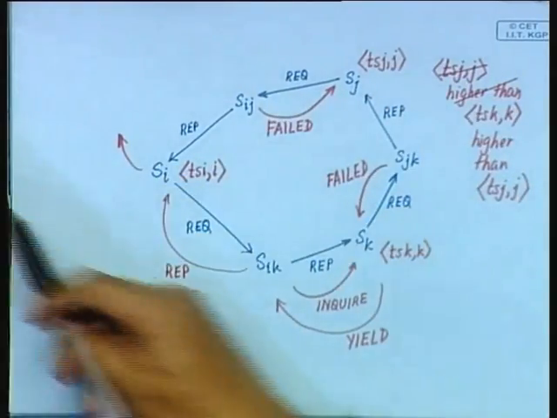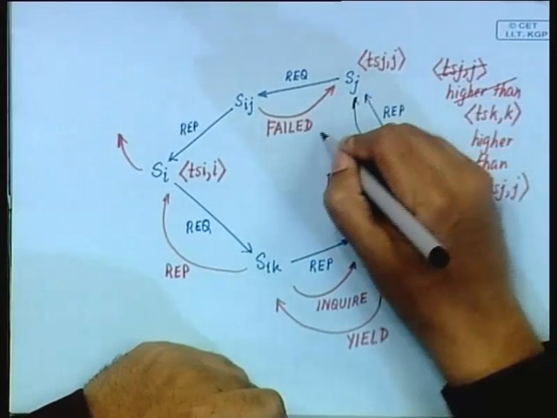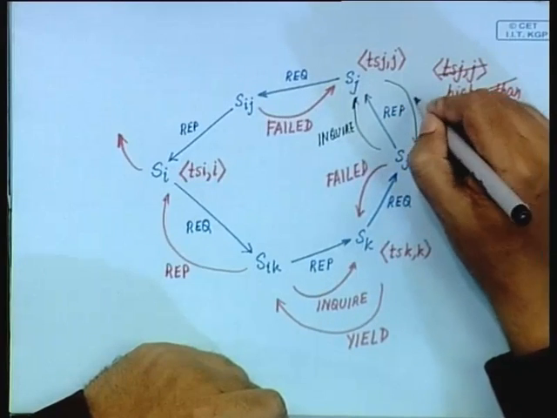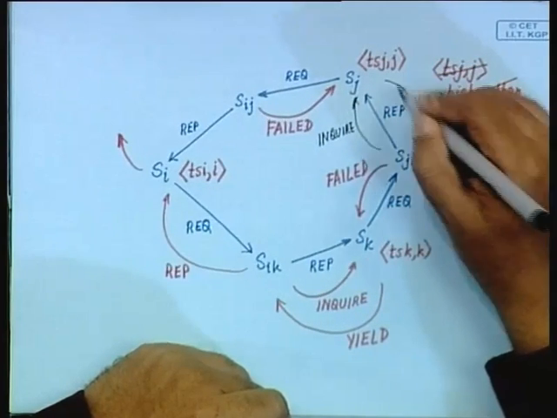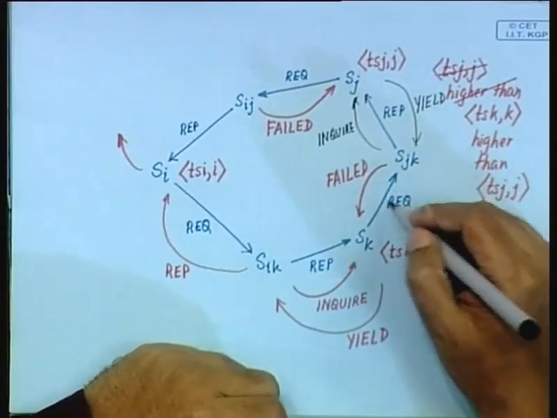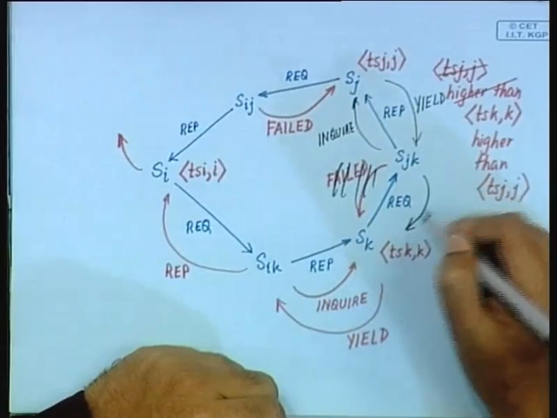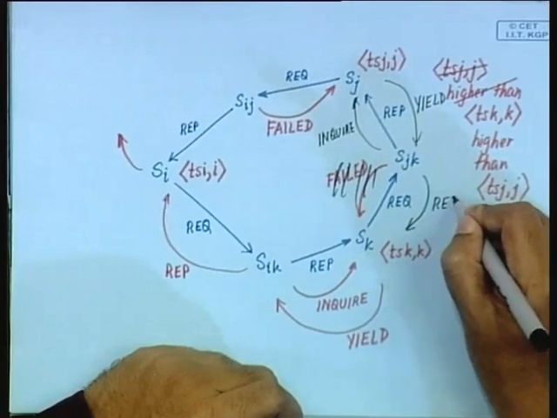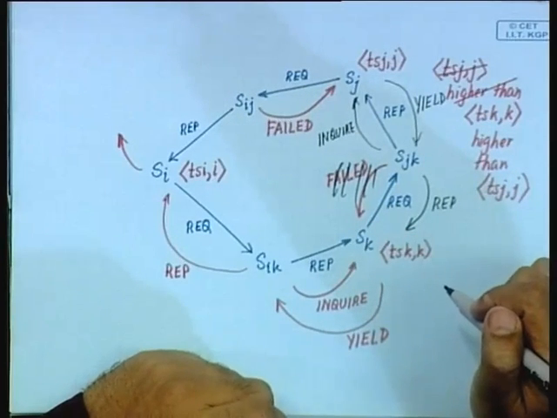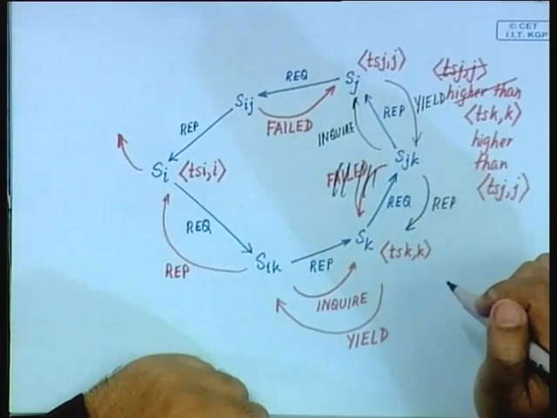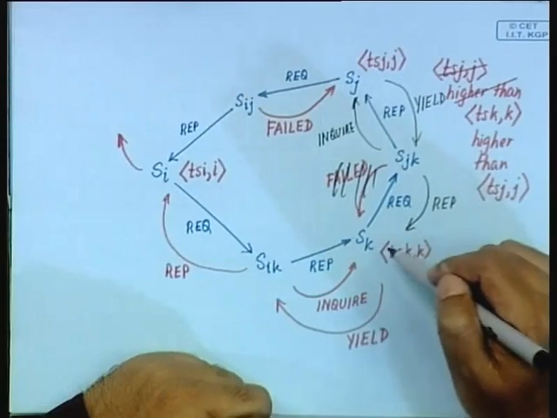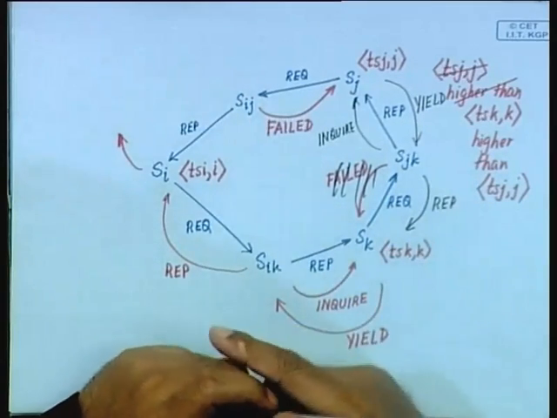so there will be an enquire message sent. Let me use a different color. This will send an enquire, and then this will give a yield, right. When it gets a yield, SJK will send a, this will not happen, SJK will send a reply. Now SK has both, so SK will execute and break out. SK won't send the yield. No, because it does not have a failed message. So if somebody has reply from both, then it will execute.